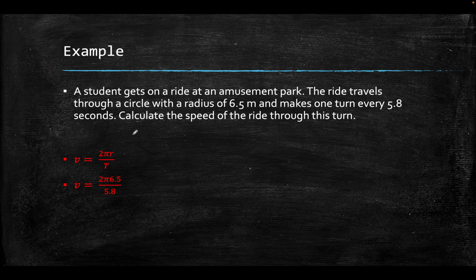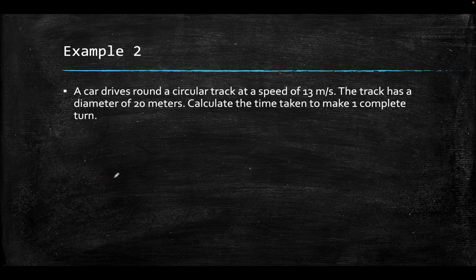So we go 2 pi multiplied by the radius of 6.5 divided by the time, which was 5.8, and you'll get your answer of 7.04 meters per second. Speed is measured, of course, in meters per second.